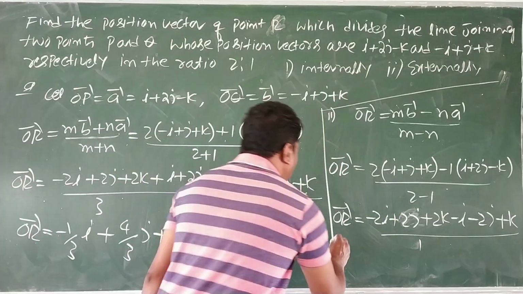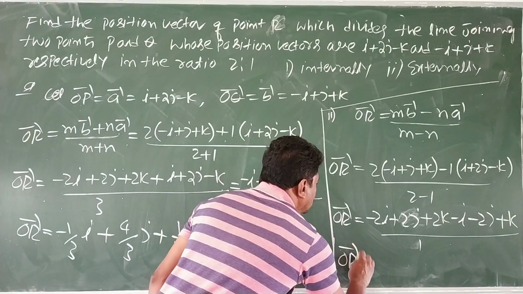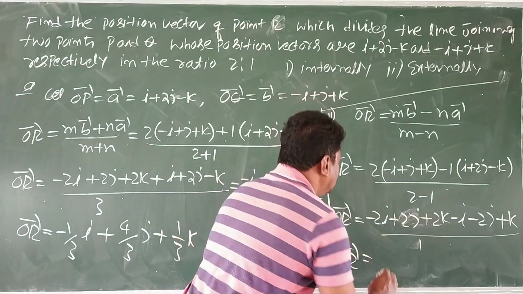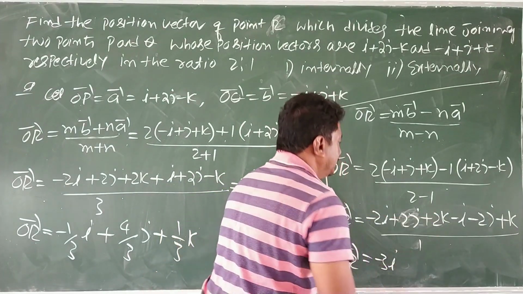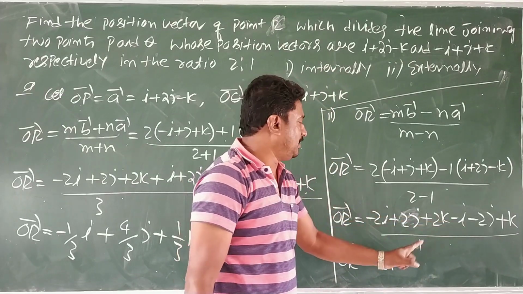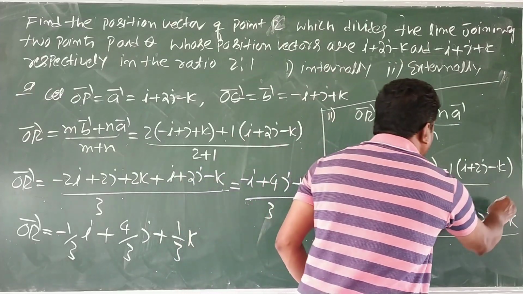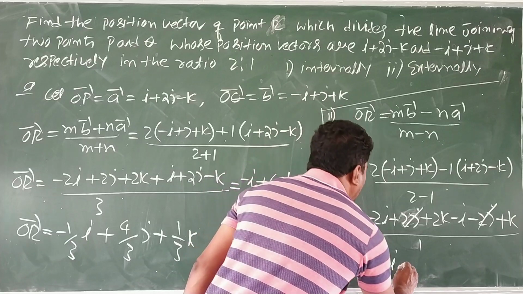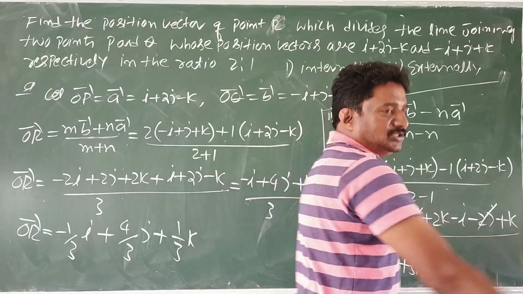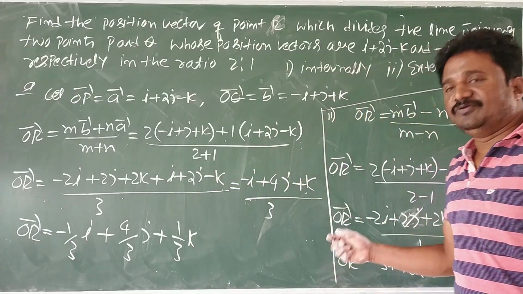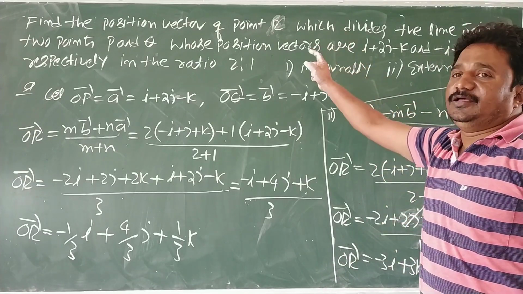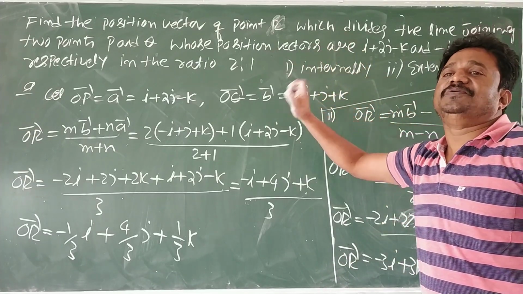Finally, OR: minus 2i minus i, minus 3i. 2j, 2j gets cancelled. 2k plus k, 3k. Is this correct, students? This is the position vector of the point R which divides the line segment PQ externally.